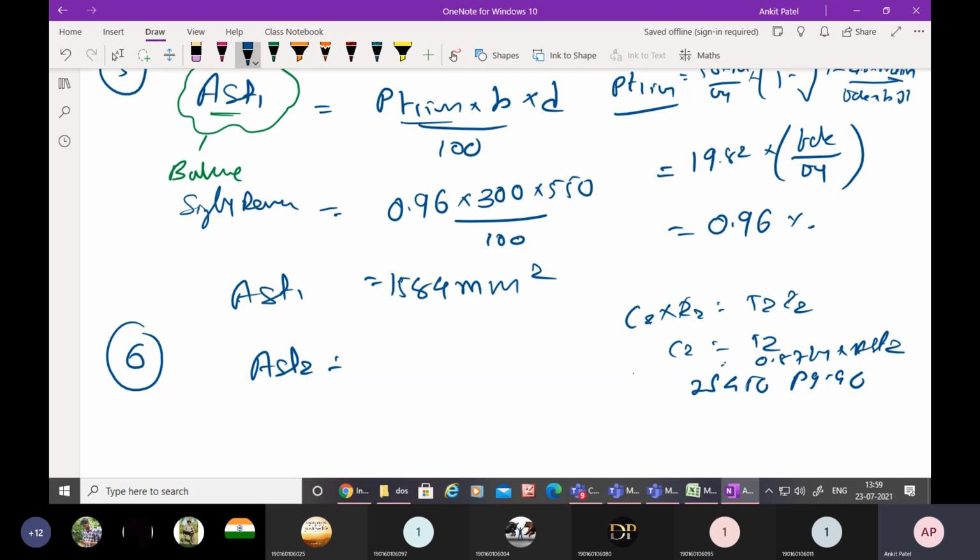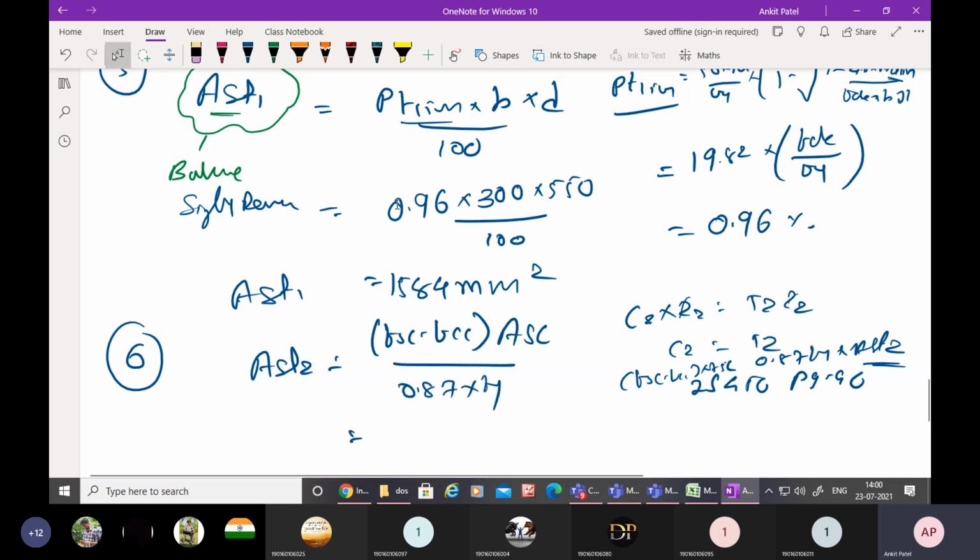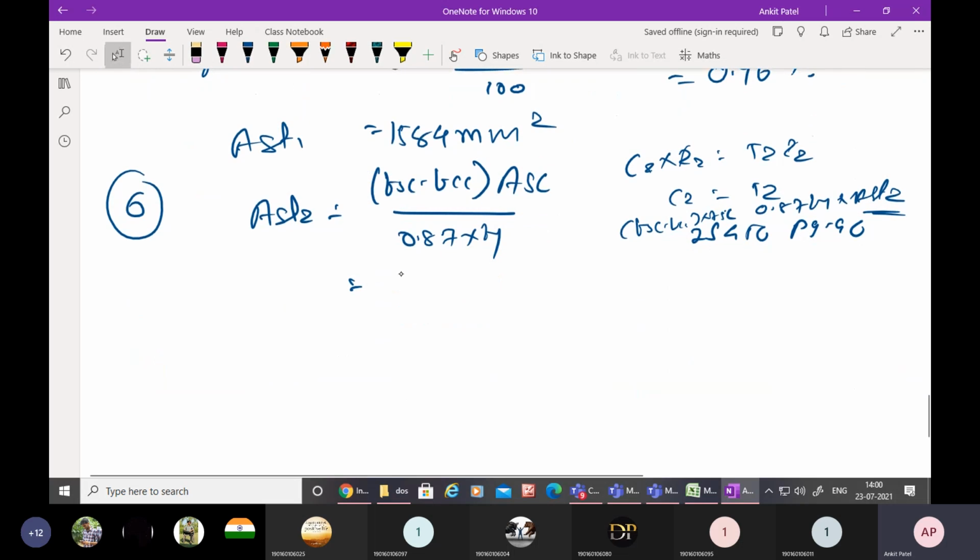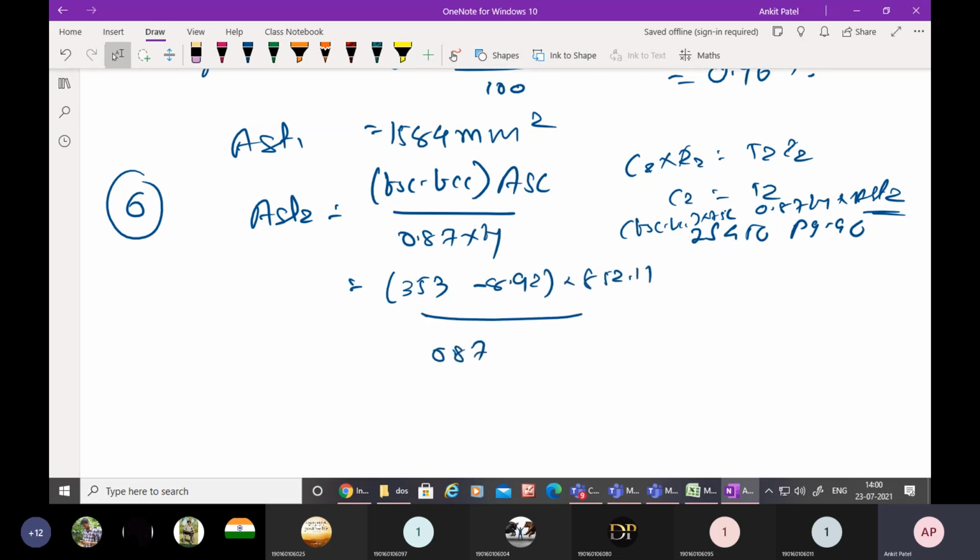And C is equal to FSC minus FCC into ASC. So from that you just need to calculate AST2, that is nothing but FSC minus FCC into ASC divided by 0.87 into Fy. Now just calculate it. You can use 354 minus FCC, which is 8.92, into ASC, which is 852.11, divided by 0.87 into Fy, which is 415. So my answer is 812 mm square. So this is my AST2.